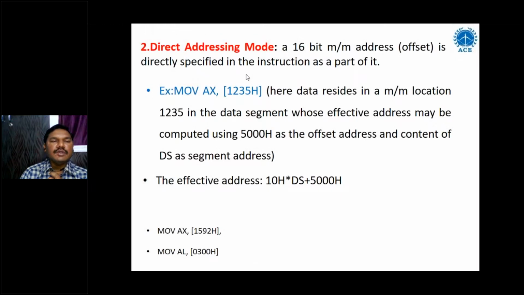This is direct addressing mode. In direct addressing mode, I have one more example, MOV AX, [1235H]. The effective address will be calculated by DS multiplied by 10H plus 5000H. Because I am assuming the data is available in the data segment, I multiply with 10H because the address is completely 20-bit. That becomes the 20-bit address, and this is the offset address.